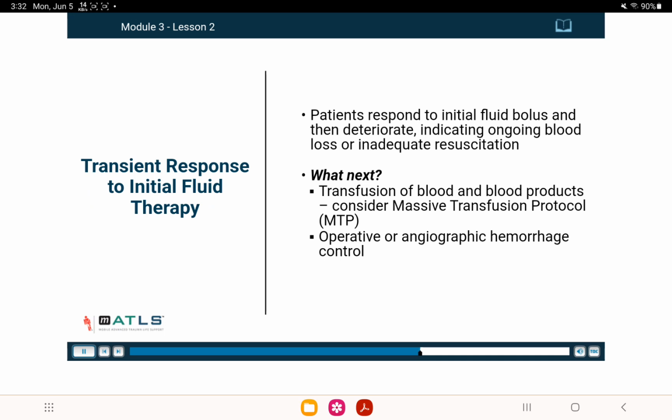Transient responders respond to the initial fluid bolus, but then show deterioration of perfusion indices as the initial fluids are slowed to maintenance levels. This response indicates ongoing blood loss or inadequate resuscitation. Transfusion of blood and blood products is indicated, but even more important is recognizing that such patients require operative or angiographic control of hemorrhage. Also consider initiating a massive transfusion protocol.